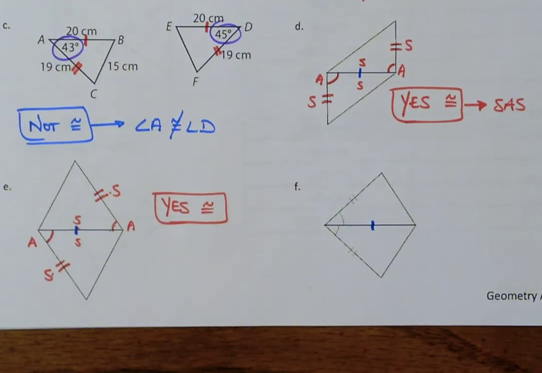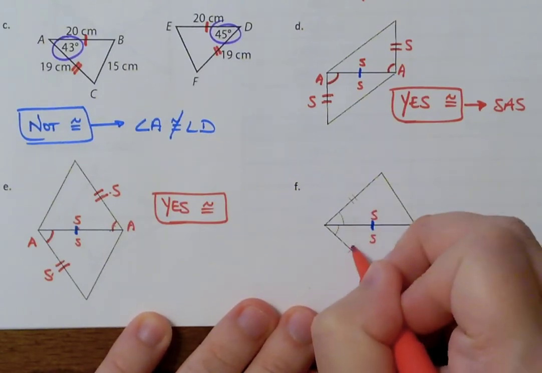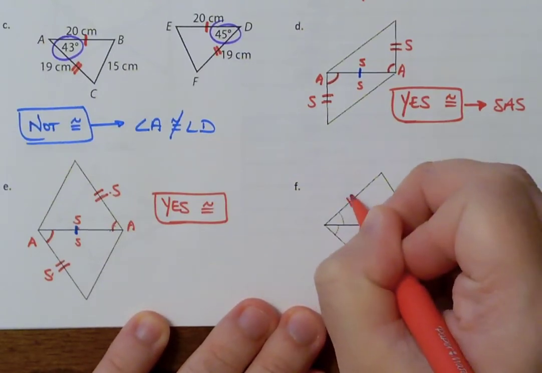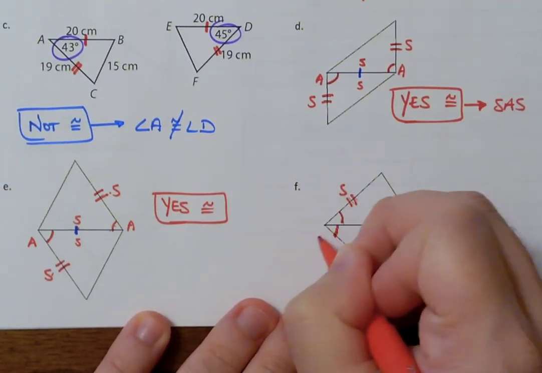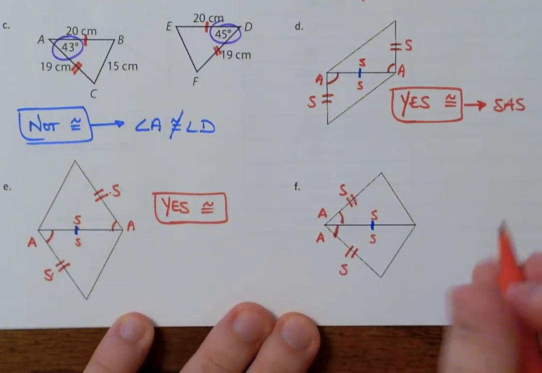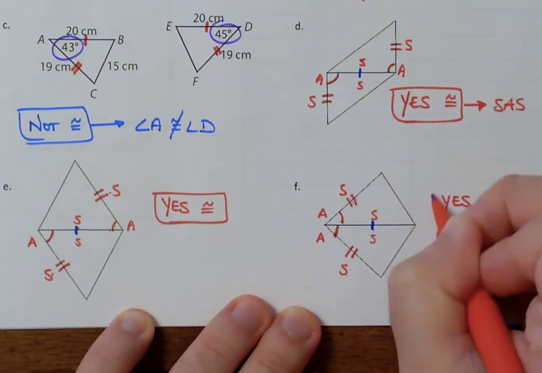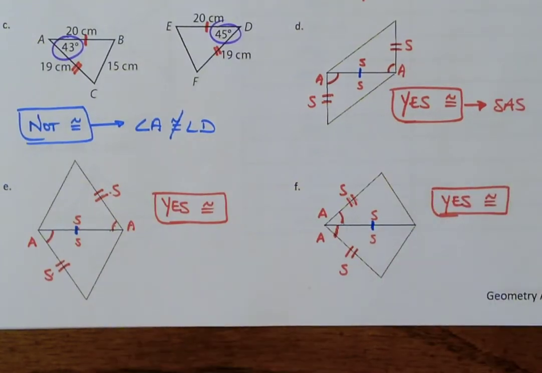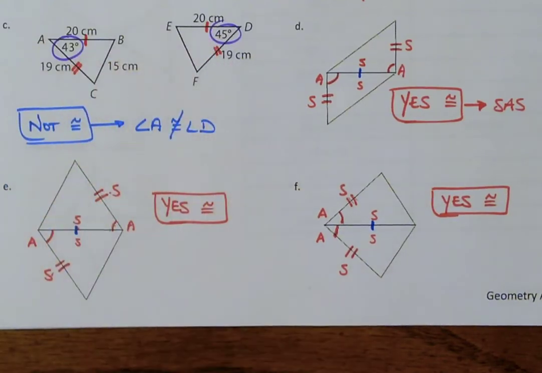And then lastly, for F, again, I know these sides are congruent. These sides are congruent. And then the angle in between both the sides is also congruent. So the triangles for F are also congruent by side angle side. So every set of triangles on this set of notes is congruent outside of example C. And I know that they're not congruent because the angle in between is not congruent.